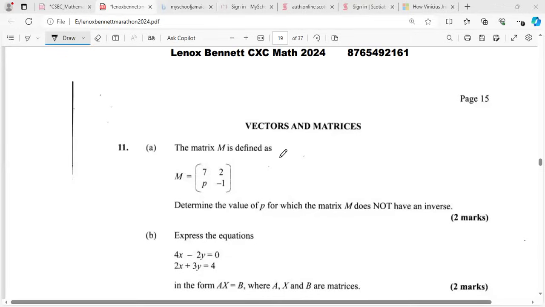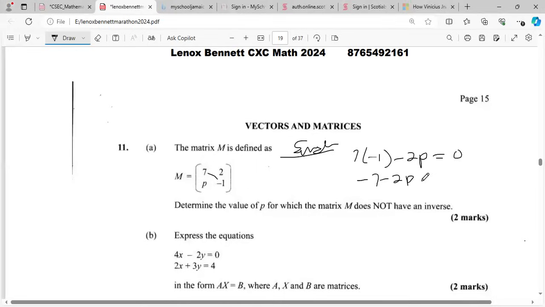As I was saying, only a singular matrix does not have an inverse, because I'll get 0 and we can't divide by 0. So all we do is multiply this: 7 times negative 1 minus 2 times p, and the determinant equals 0. 7 times 1 is negative 7, minus 2p, equals 0. And from there we just solve for p.